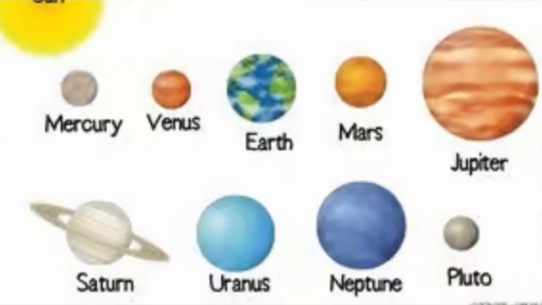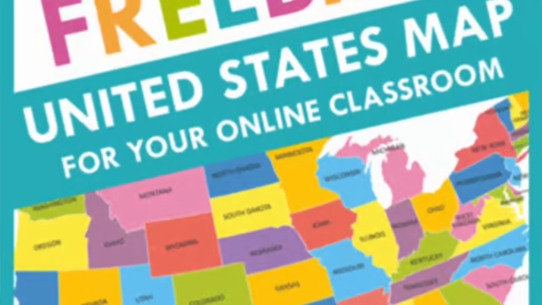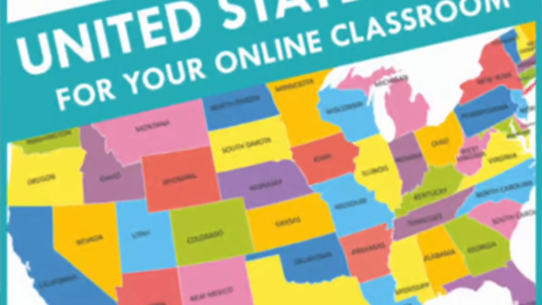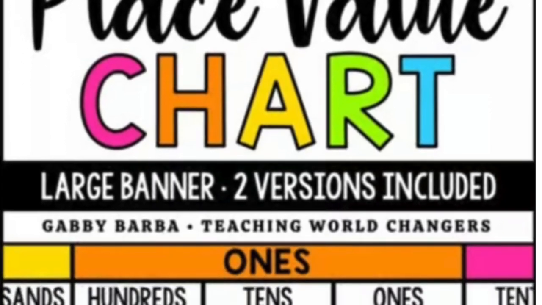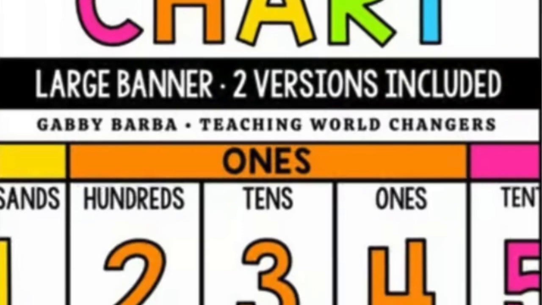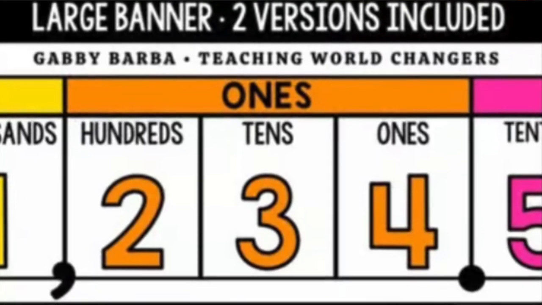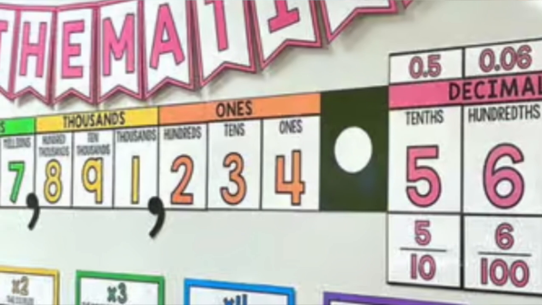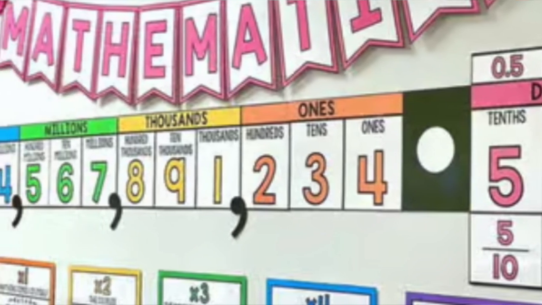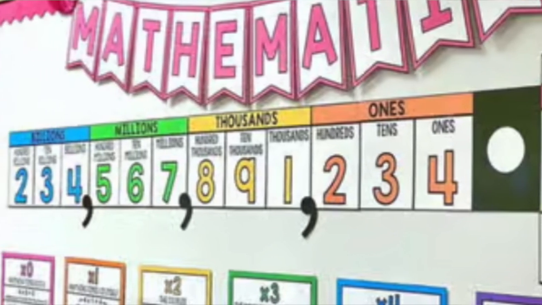I have a free our solar system map and free map of the USA. This place value poster is going to go in my classroom to teach students about place value, what they can expect, and gives them an example as well. This is really super cute, and I cannot wait for this, and I cannot wait to see how it comes together.